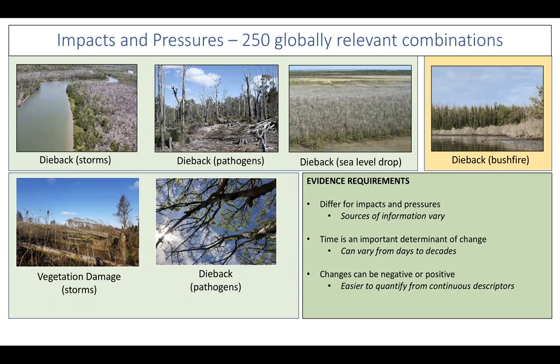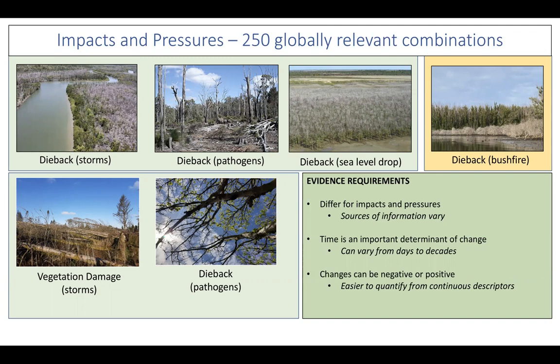So here's an example of dieback. There's one due to storms. So we've got the impact as dieback, storms as the pressure. Then we've got pathogens as the pressure, sea level drops as the pressure, and bushfires as the pressure. You see that different satellites will define the dieback, and others will define the pressure that goes with it. So you can map those as well. And that's the case in Australia, and then Wales in the UK as well.